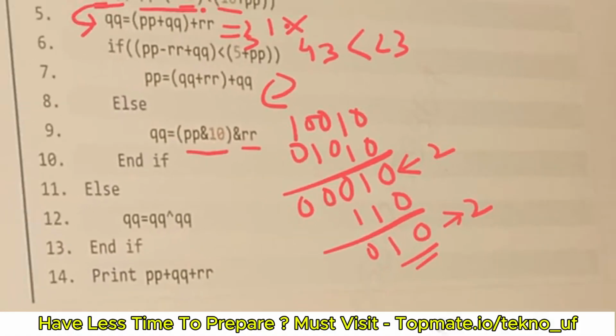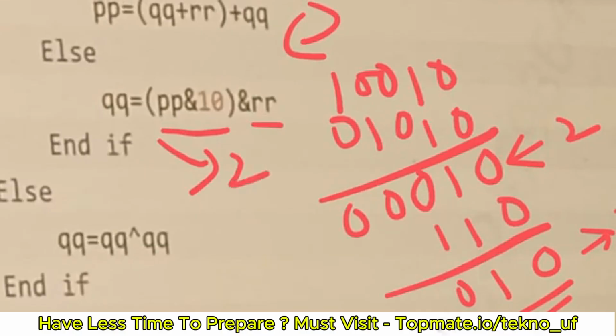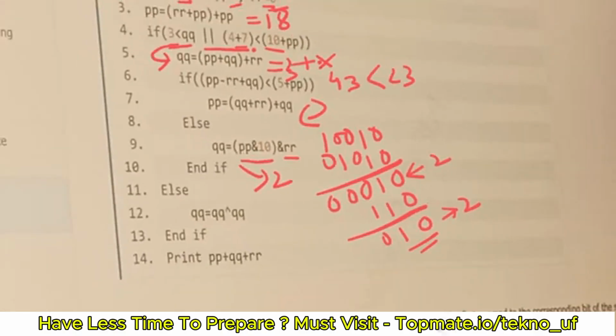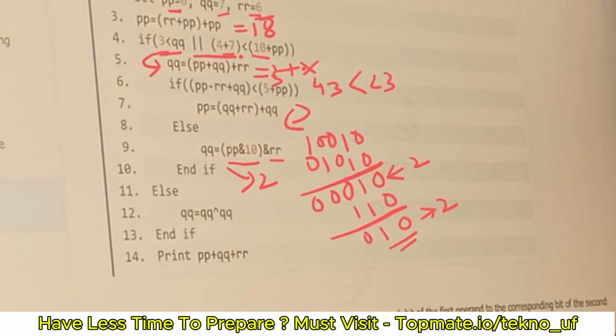So the value of Q is now reinitialized as 2. Just ignore this value. We have to go outside of that if block, because we have calculated the if block, so we don't have to check this else block. Now just print p plus q plus r.